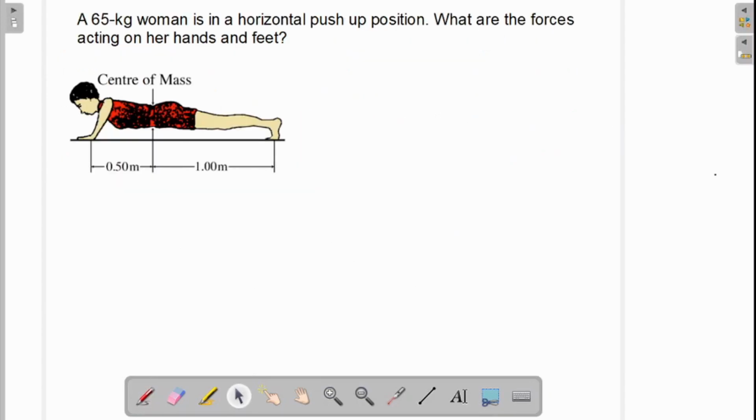The 65-kilogram woman is doing it in a horizontal push-up position. What are the forces acting on her hands and feet? We're going to make the simplifying assumption that everything's acting perpendicular, all the signs are 90. How do we solve this?